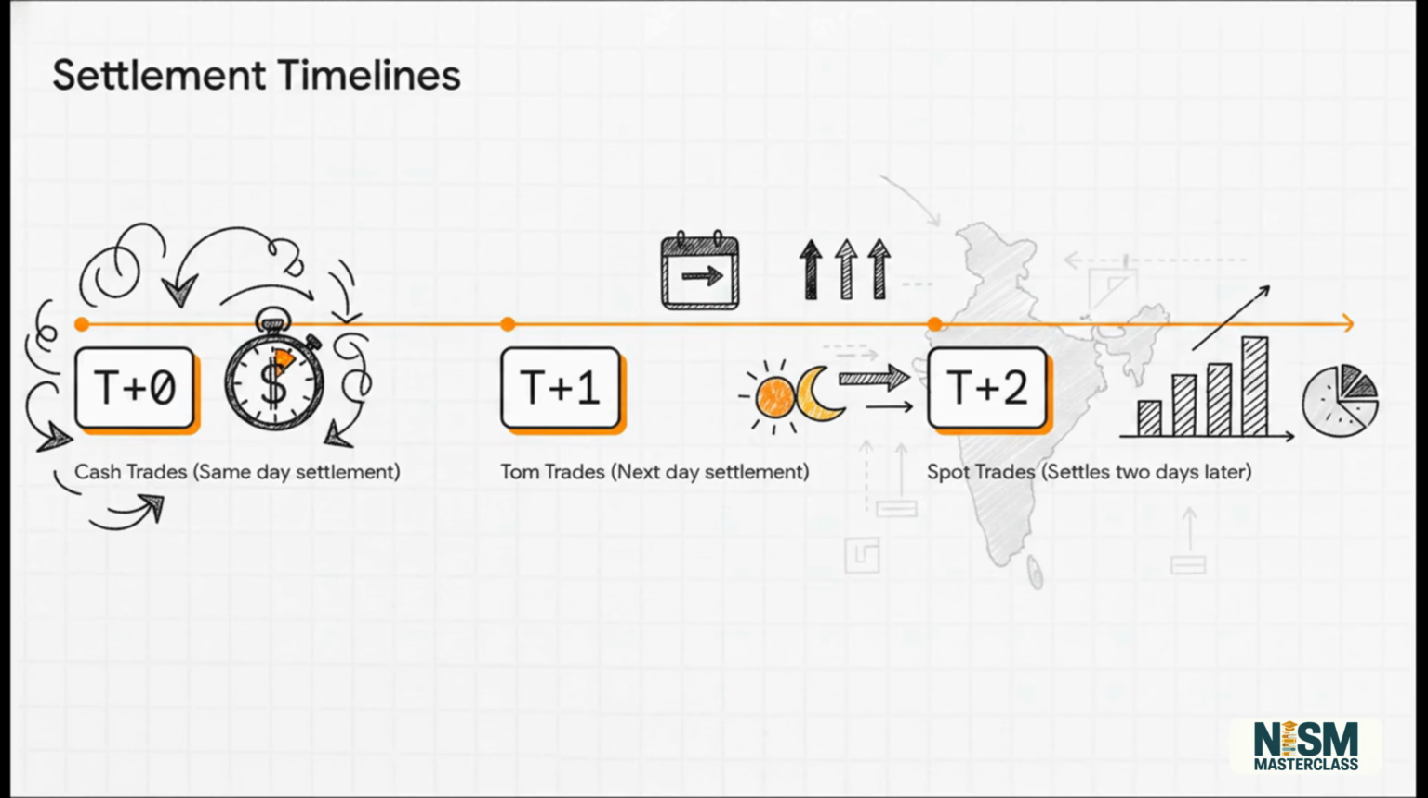T+0 means the trade settles on the exact same day, which you often see in Forex markets. T+1, often called TOM or tomorrow trades, settle the very next business day. Historically, equities were T+2 spot trades, settling 2 full days later, though Indian markets have been rapidly and very successfully shifting toward the lightning-fast T+1 cycle.